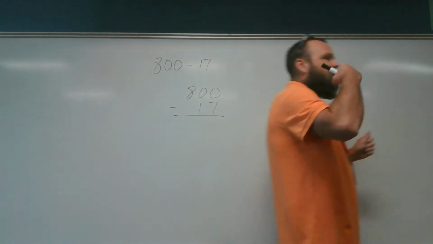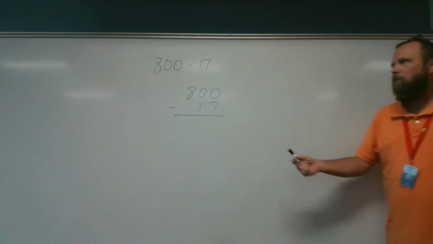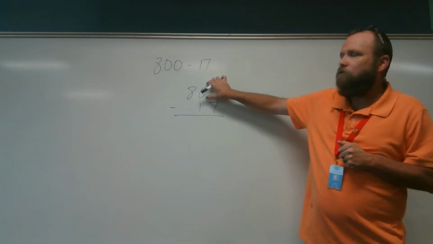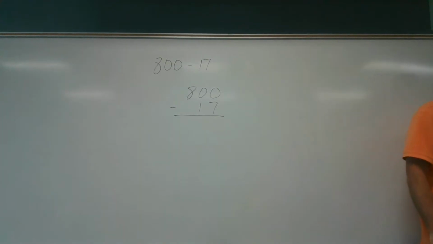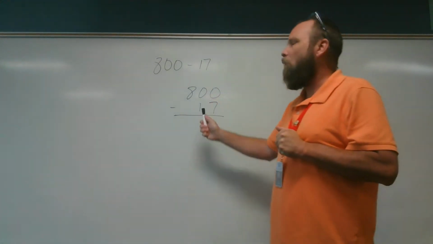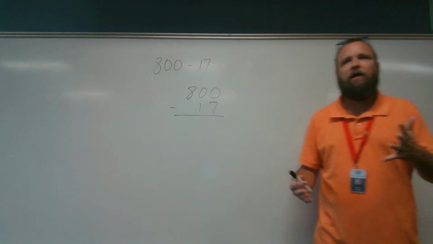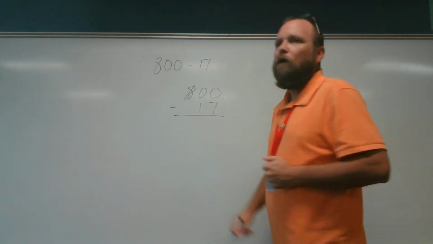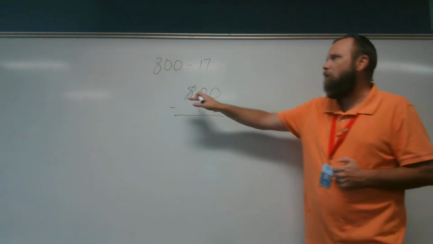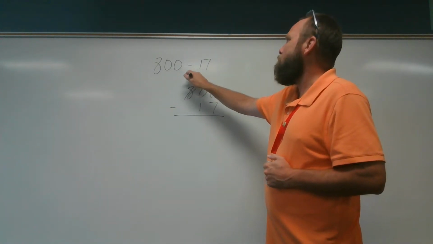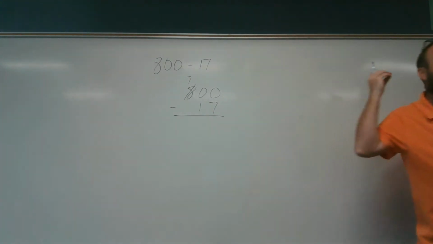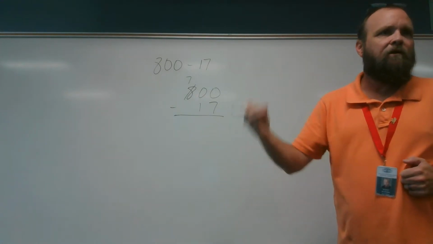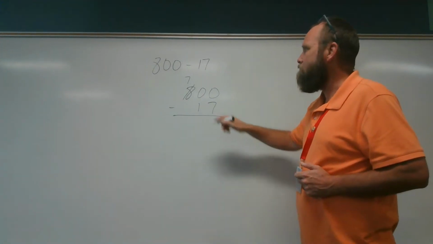So I need to trade in some of those hundreds, so I have enough ones to subtract 7 from, but I also have to trade them so I have enough tens to subtract 1 from. So this requires a little bit of thinking. So we're going to take one of our hundreds. So now that 100, instead of 8 hundreds, now I have 700. I'm taking the other 100 and I'm dividing it into 10 tens. So I have to add 10 tens to what I have.